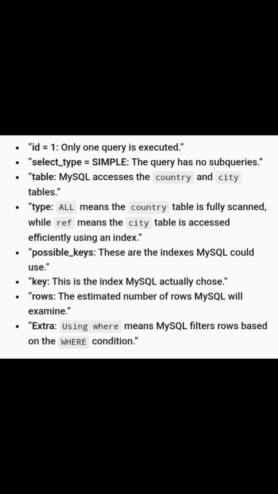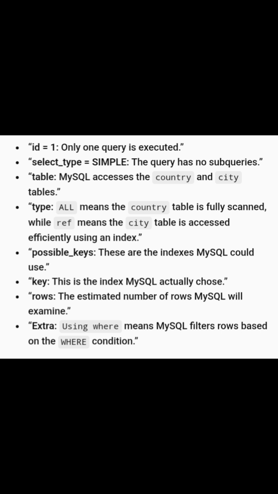The table column tells us which table MySQL is accessing during each step. The type column shows how MySQL accesses the table. Efficient values include const, eq_ref, and ref, while ALL indicates a full table scan, which is generally slower. The possible_keys column lists indexes that MySQL could use, and the key column shows the index it actually selected. The rows column estimates how many rows MySQL expects to examine. Generally, fewer rows mean better performance.